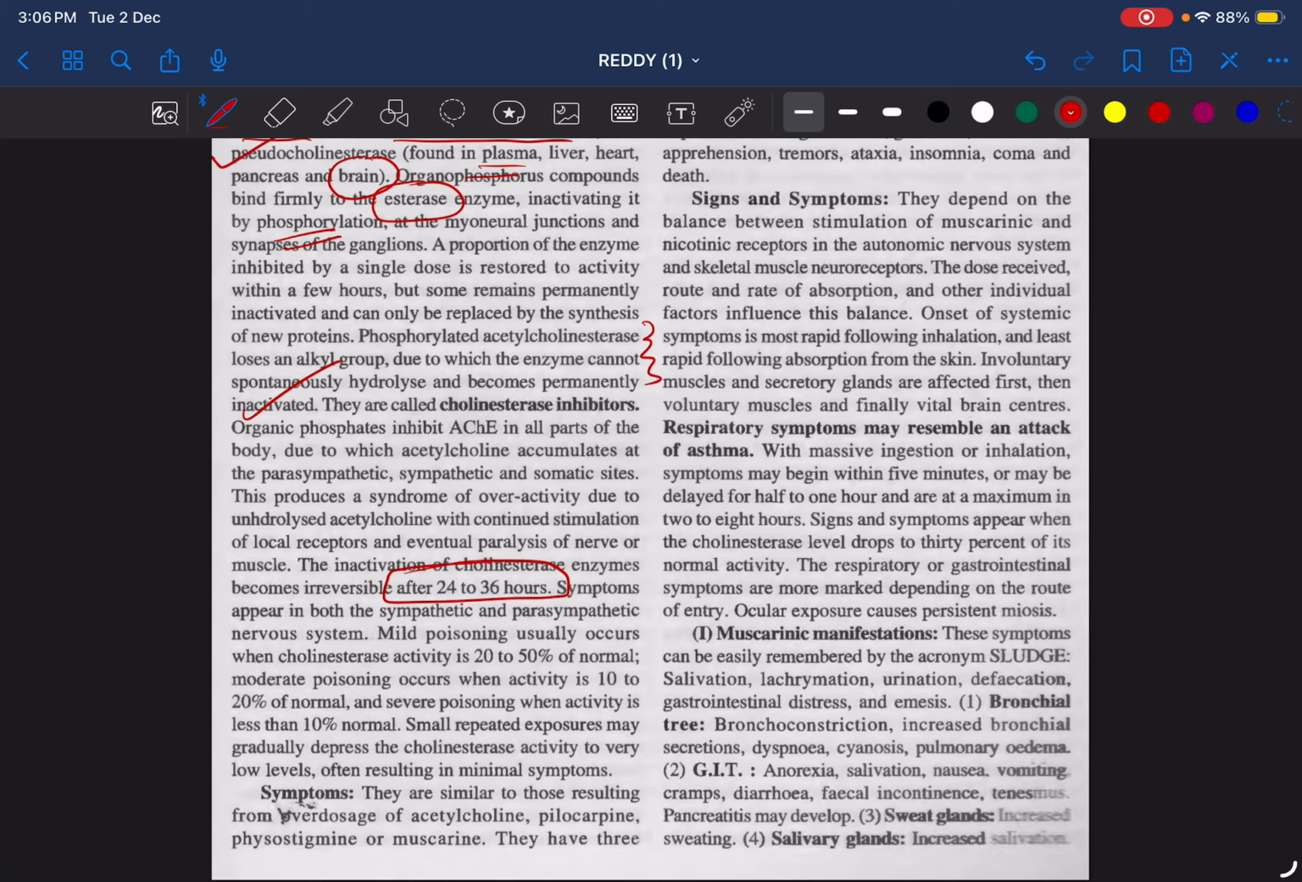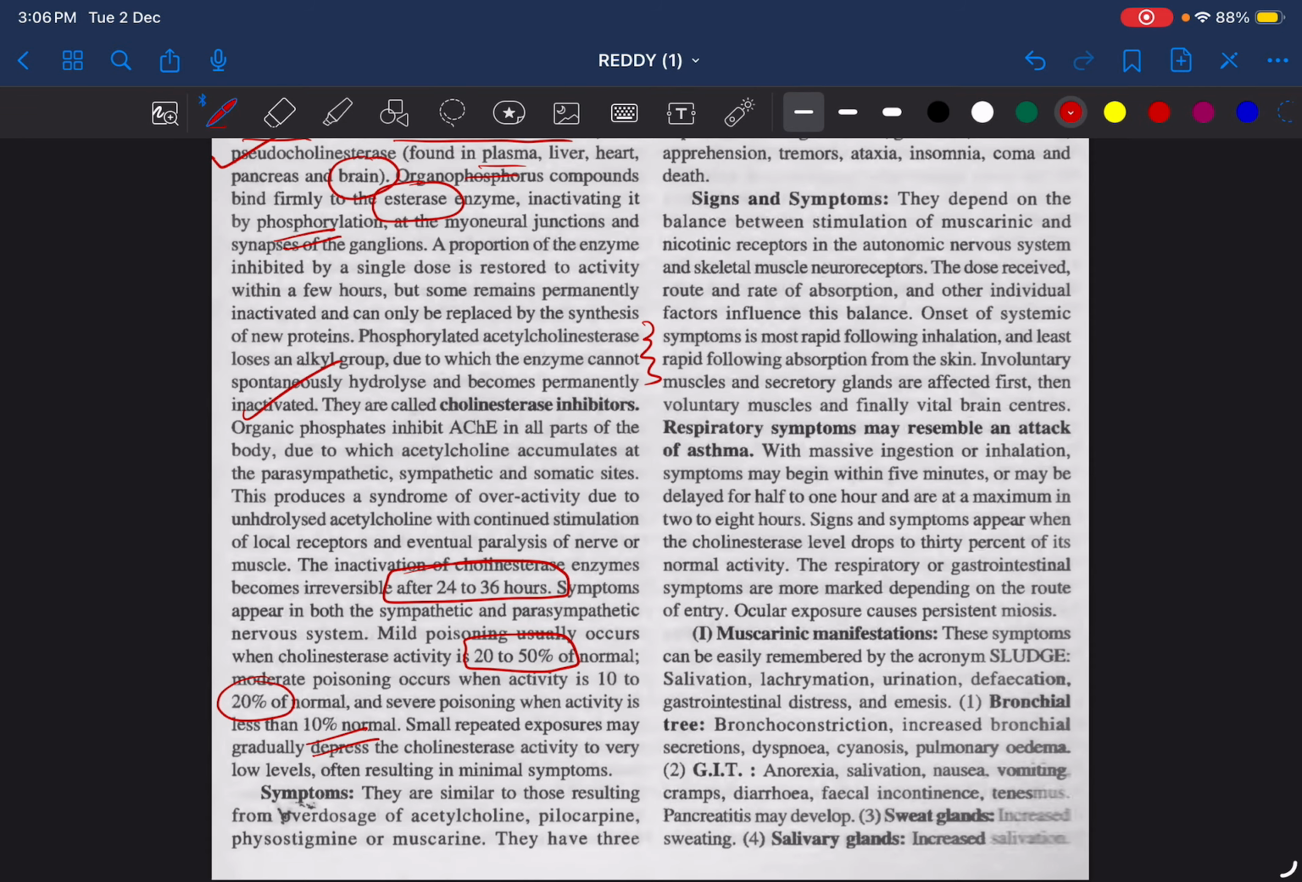So when we say mild poisoning, moderate poisoning, severe poisoning: mild poisoning usually occurs when the cholinesterase activity is 20 to 50% of normal. If it is 10 to 20% of normal, we call it moderate poisoning, and if it is below 10% of normal, we call it severe poisoning.